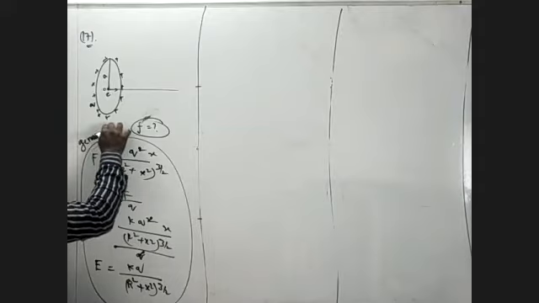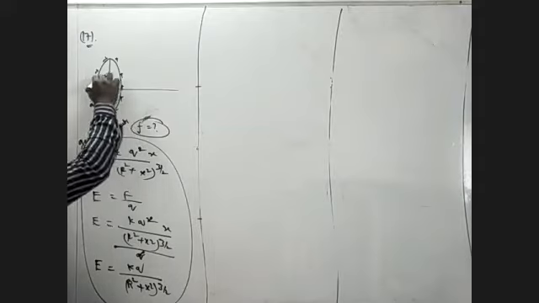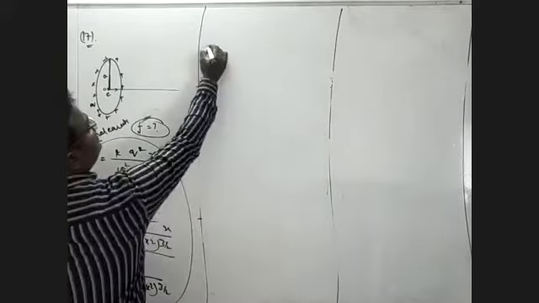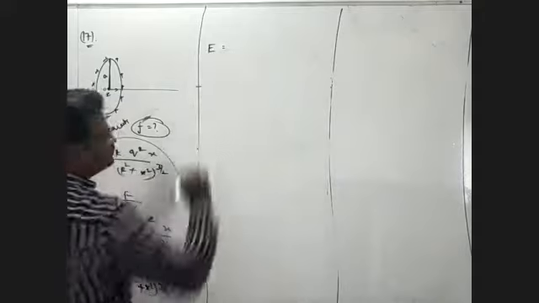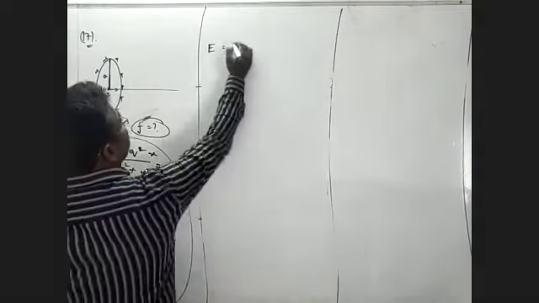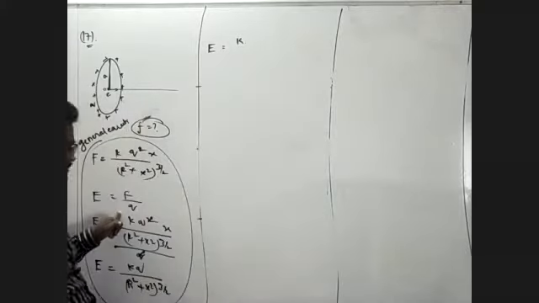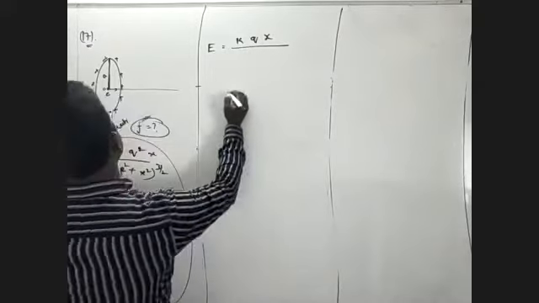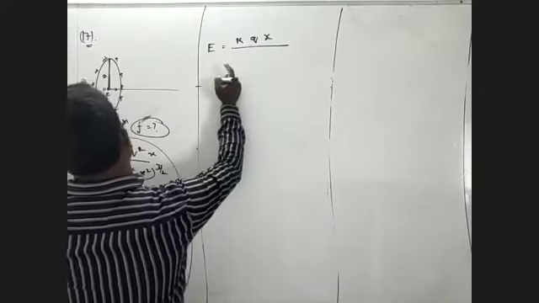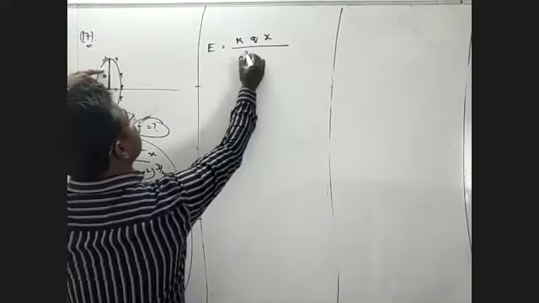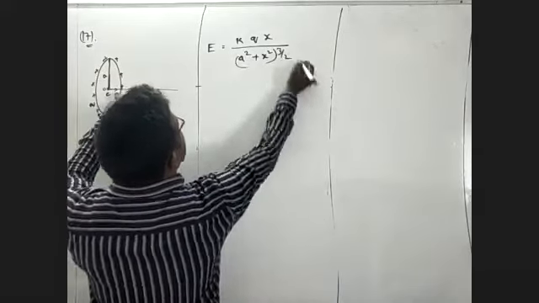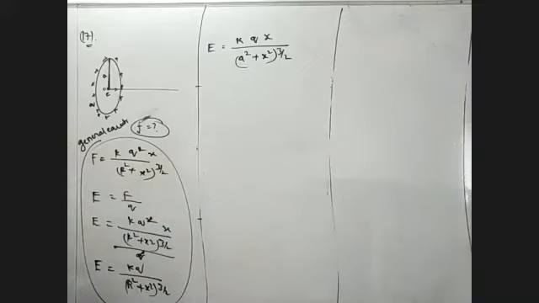But here the radius is given. E means intensity of electric field, and K means 1/4 pi epsilon naught. So E is Q X by 1/4 pi epsilon naught into A square plus X square, whole power of 3/2, where Q is the charge, A is the radius and X is the axis distance. This is the general equation.